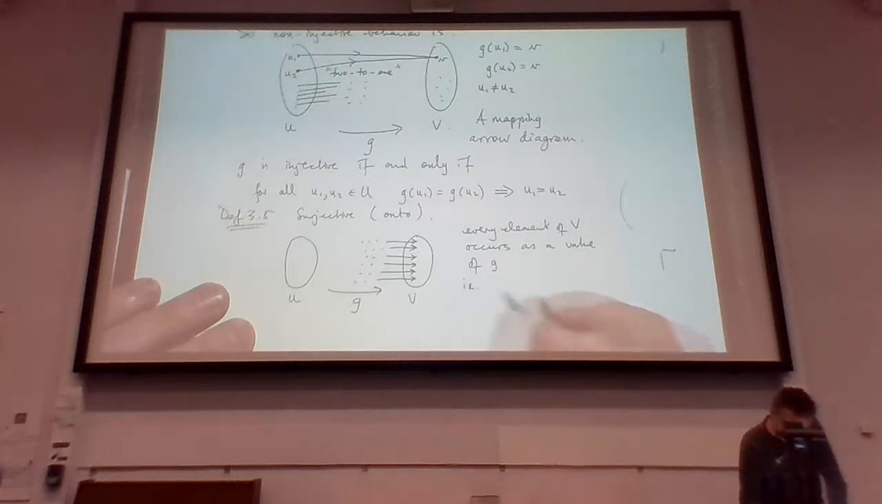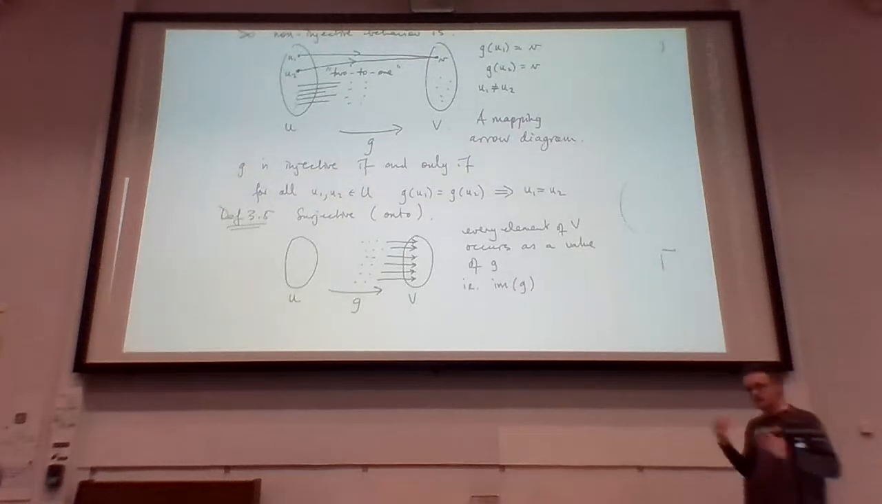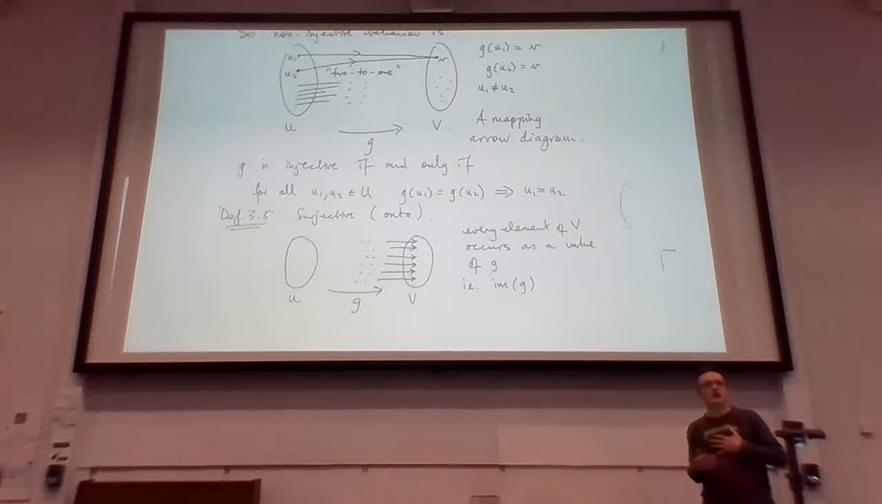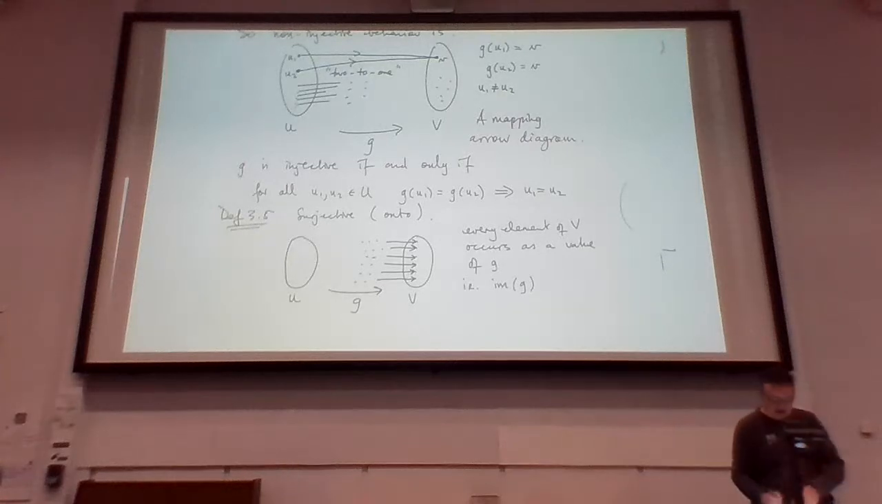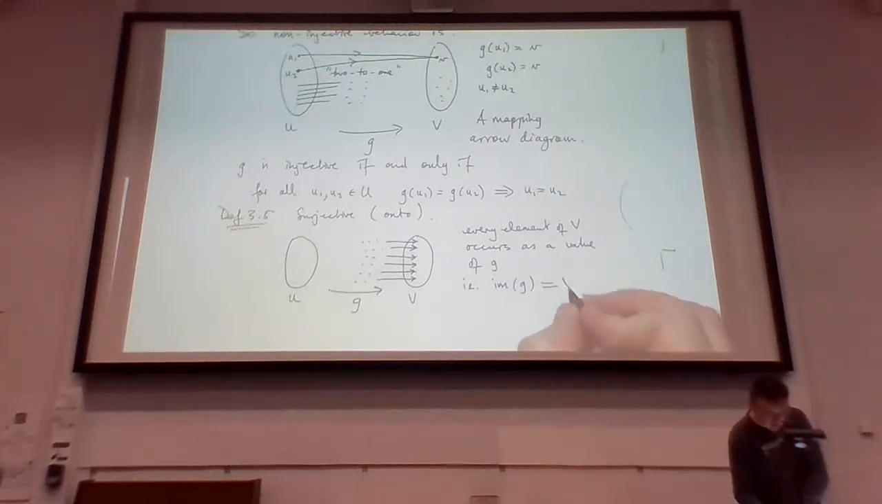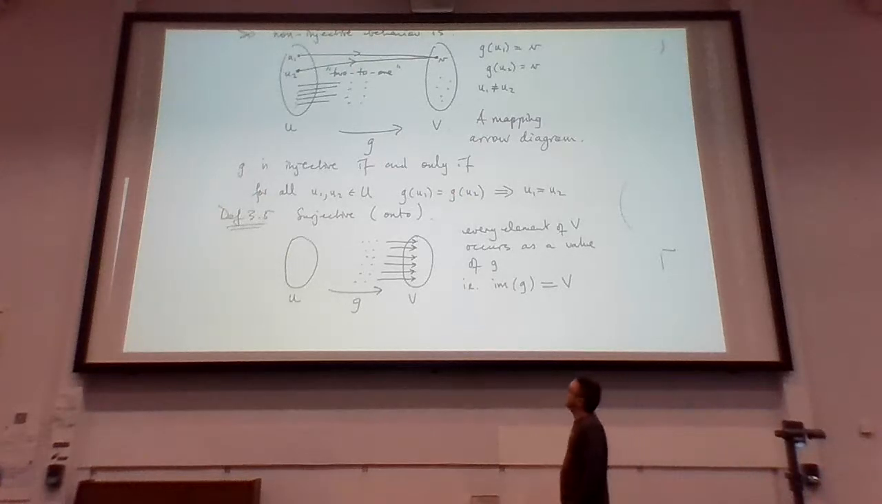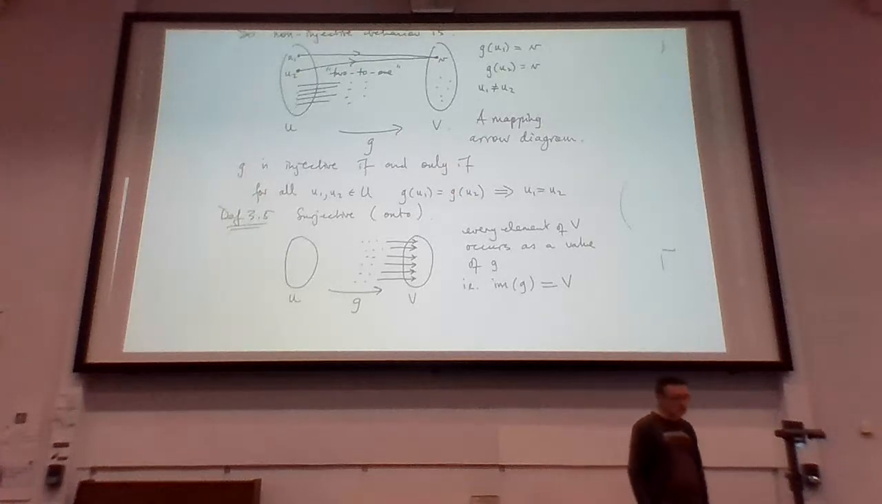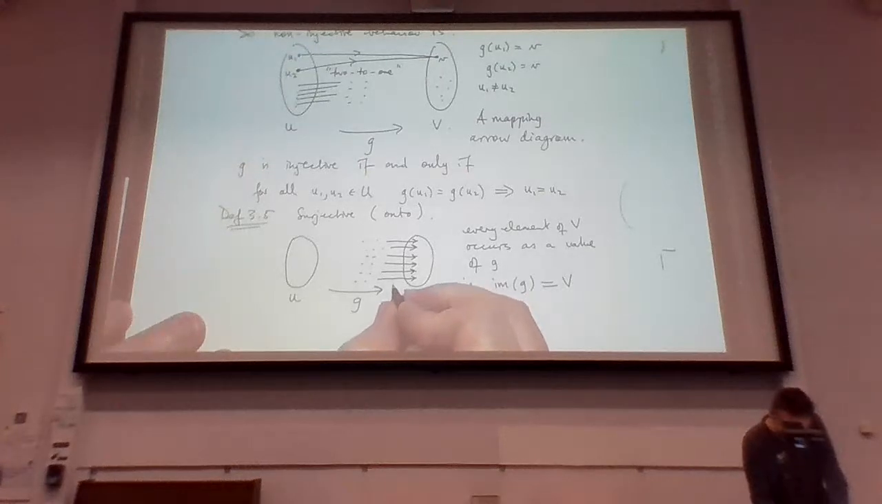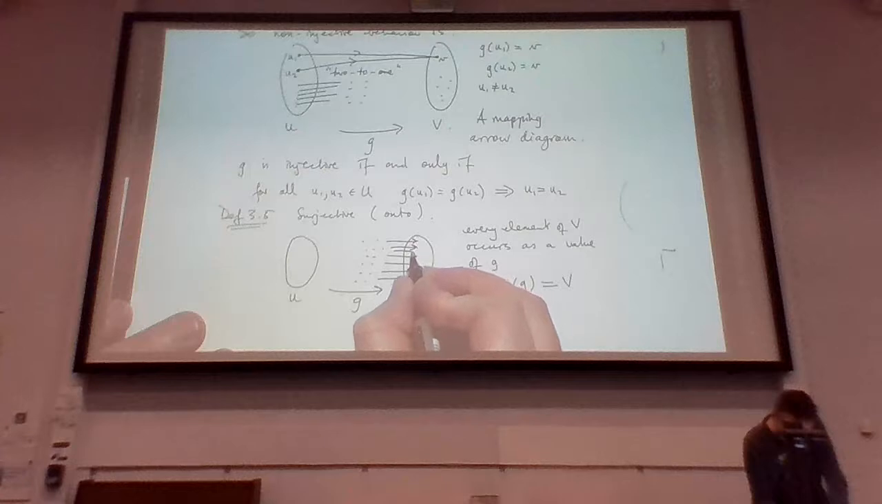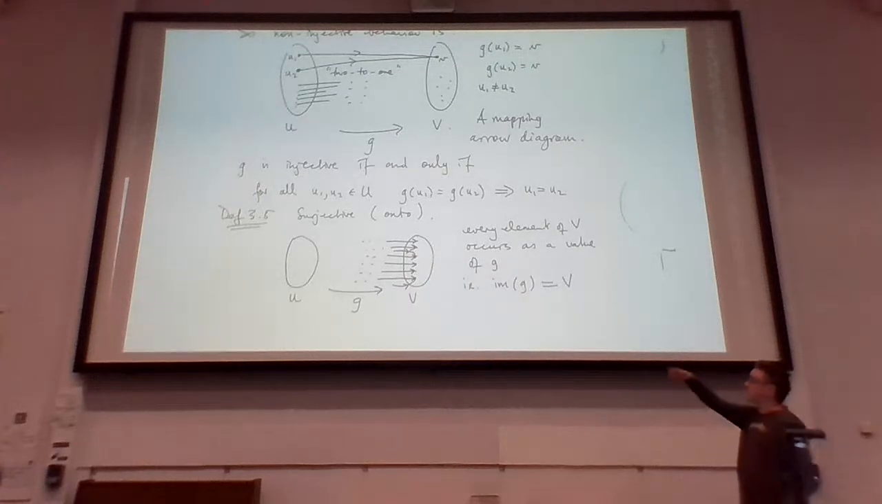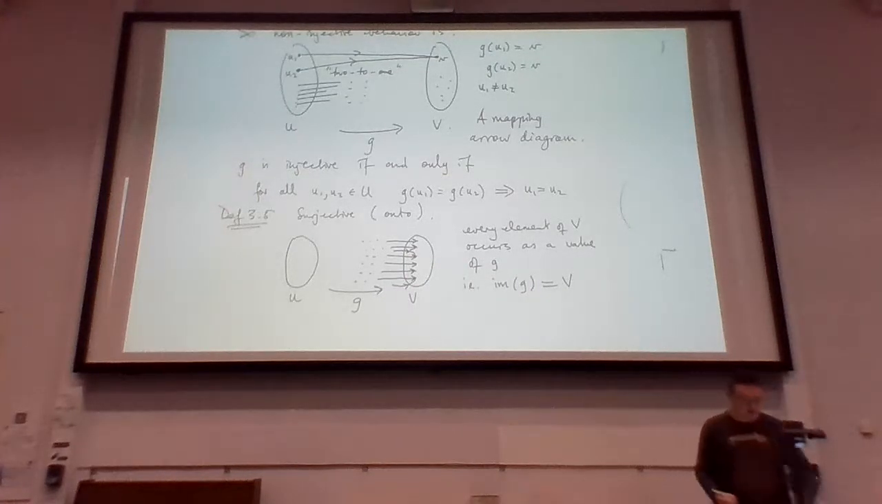Or another way of saying it: the image of G, which when we defined it before was just a subset of the codomain, is actually equal to all of the codomain. Okay, so that is a surjective function. I might also put a couple of double arrows coming in here. It might not necessarily be one-to-one. Could have multiple arrows coming into the same dot here.